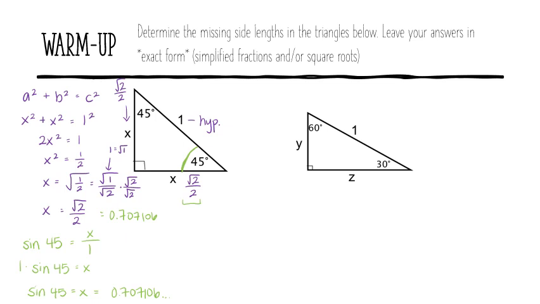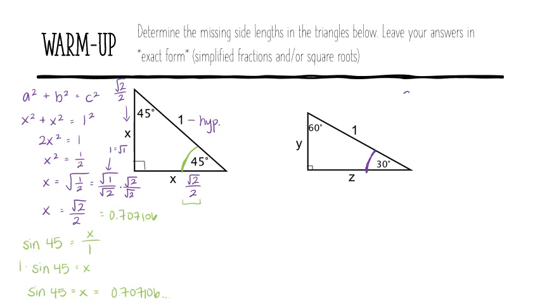So I need to, let's see, I'm not sure I can use the Pythagorean theorem necessarily because I'll have two unknown variables, but I think I could use trig. Let's start with this 30-degree angle, sorry about that. If that's my angle of reference, then I could probably easily solve for either y or z. I'm going to start with y.